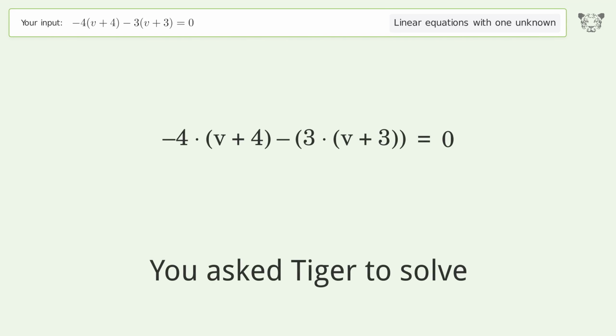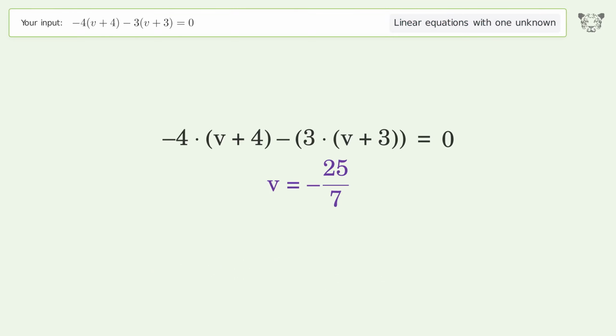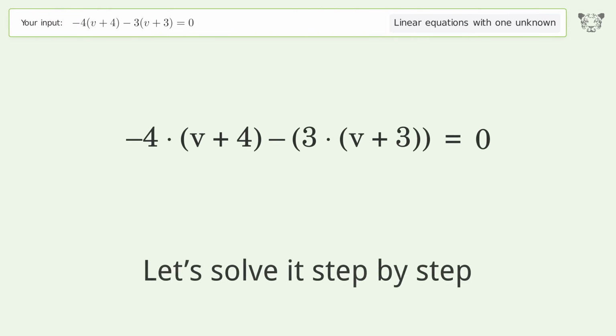You ask Tiger to solve. This deals with linear equations with one unknown. The final result is v equals -25/7. Let's solve it step by step.